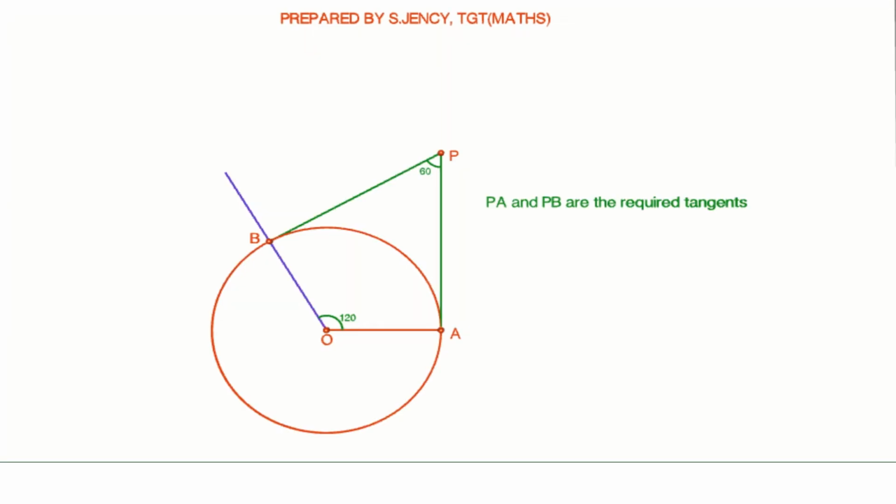Next, fourth problem. Draw a pair of tangents to a circle of radius 5 cm which are inclined to each other at an angle of 60 degrees. We are going to draw a pair of tangents to the circle, so the circle radius should be 5 cm, and they are inclined to each other at an angle of 60 degrees. So what is the meaning? Two tangents we are drawing from a point, right? That point's angle should be 60 degrees. Okay, so now we will see how to draw.